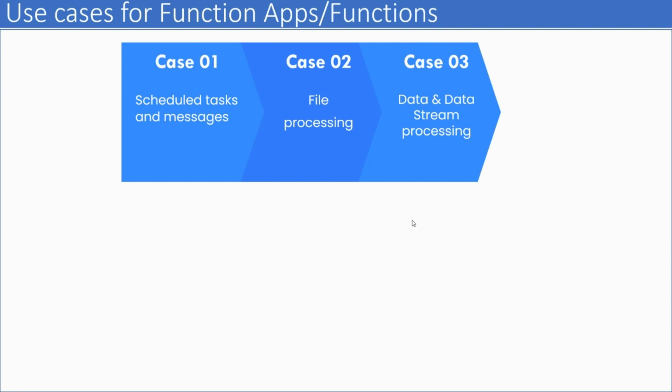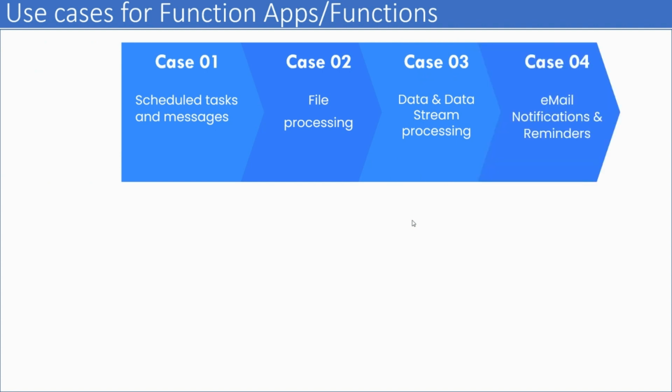Fourth one, related to email or email notification and reminders. For example, if you want to send out an email or notification to a customer after specific steps, for instance, the material is packed and sent for delivery, which are complicated in an e-commerce order. Instead of building an entire system with your own infrastructure, you can simply use Azure functions.